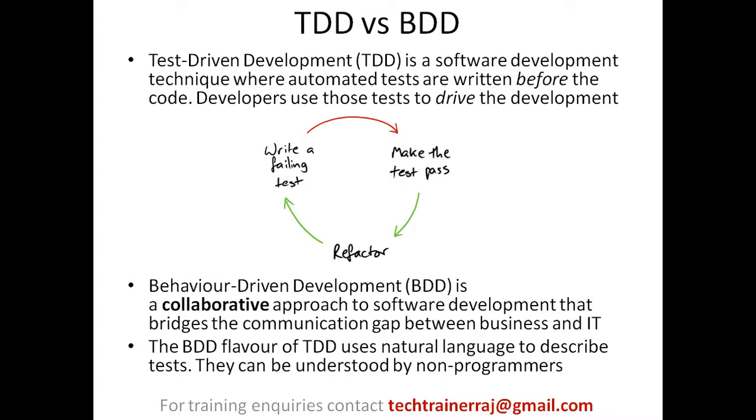So BDD, as I said, it's a flavor of TDD and it uses natural language to describe the test. When I say natural language, it is English-like language, and this language is called Gherkin. And this can be understood by even non-programmers also.